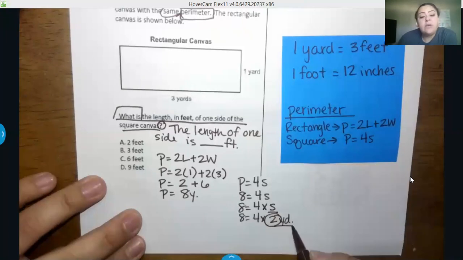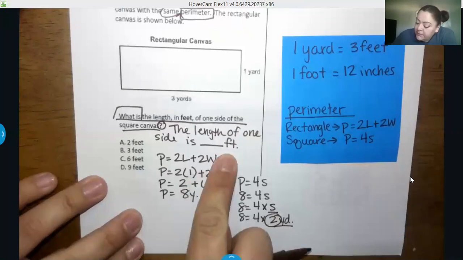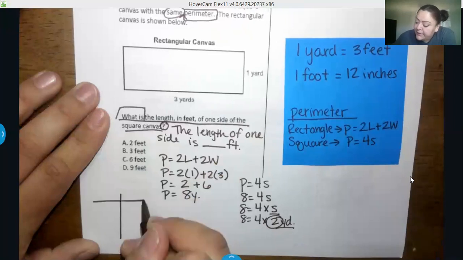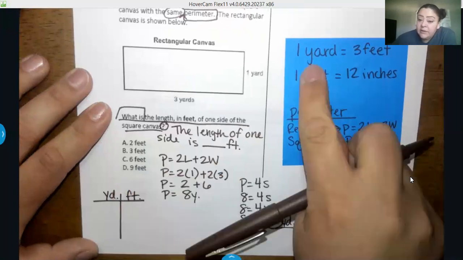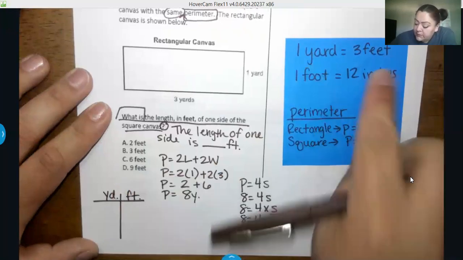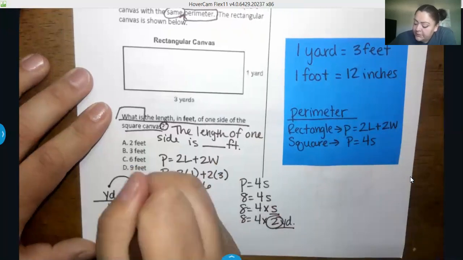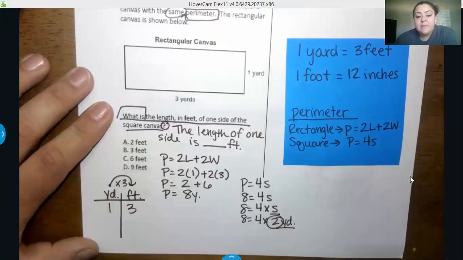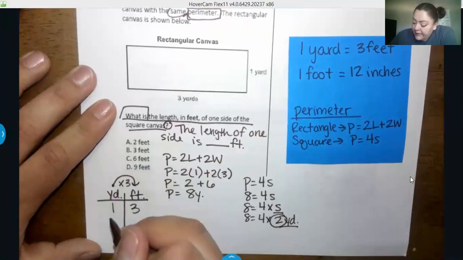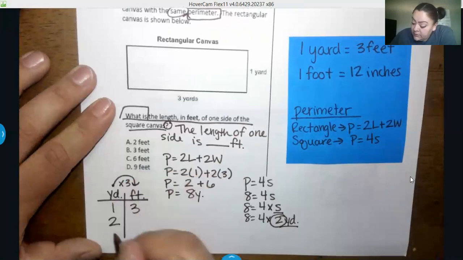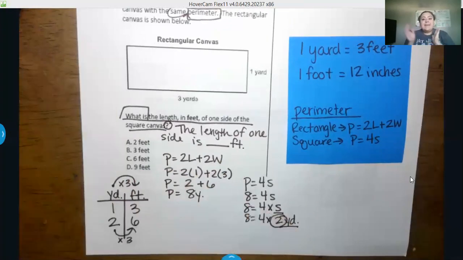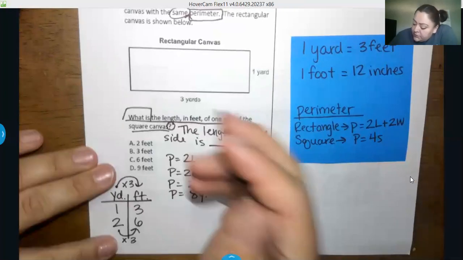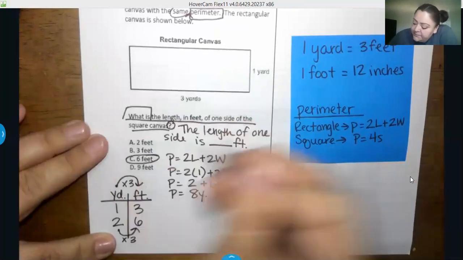Well, guess what? They want to know in feet. So I've got to do my measurement conversion, okay? Once again, I've got yards to feet. And when I look over here, 1 yard equals 3 feet. So I'm going to find that relationship. It's times 3 again, like I did earlier. And then I'm going to plug in what I know, okay? I have 2 yards times 3. So 2 times 3 is going to be 6. So I just found out that the 2 yards is actually equal to 6 feet.